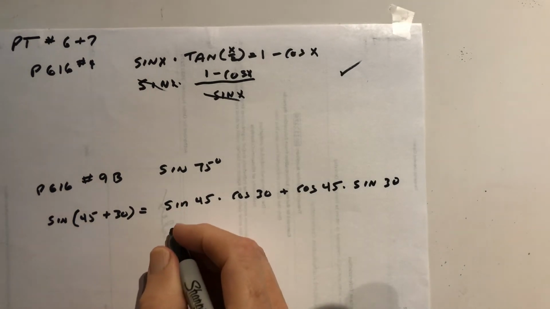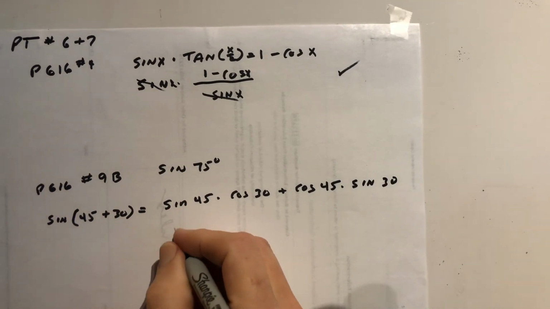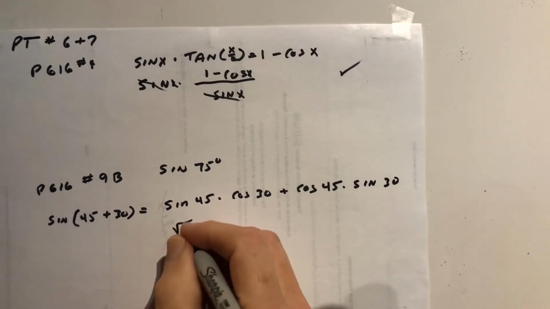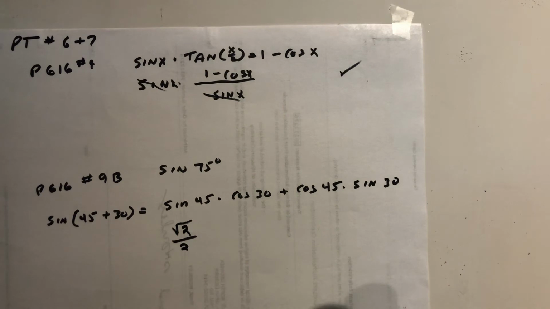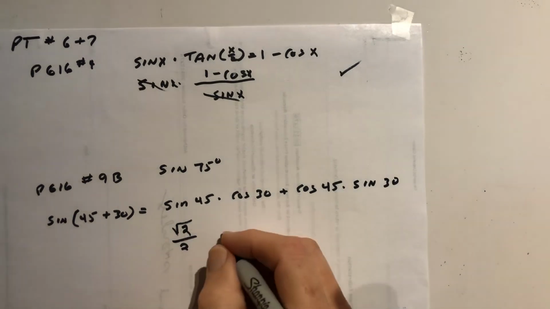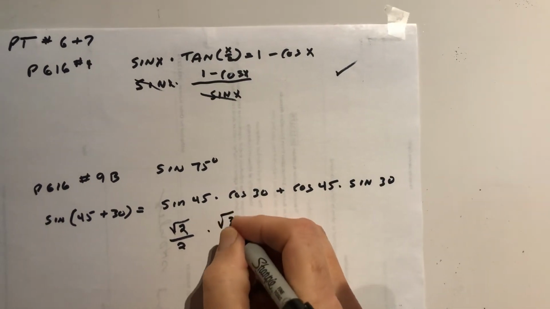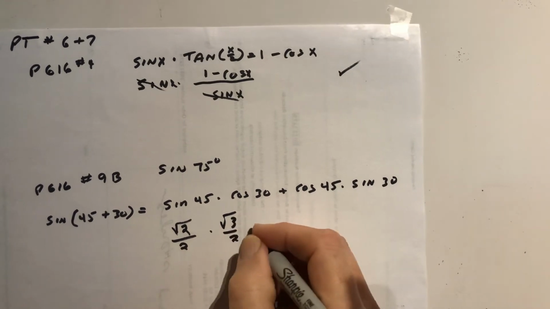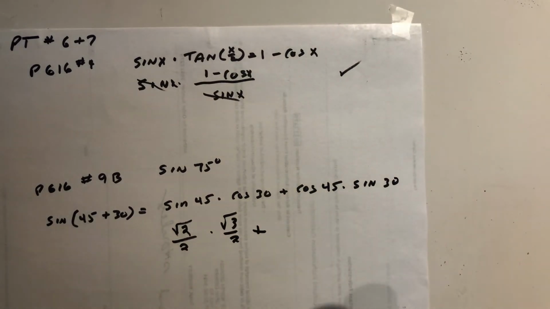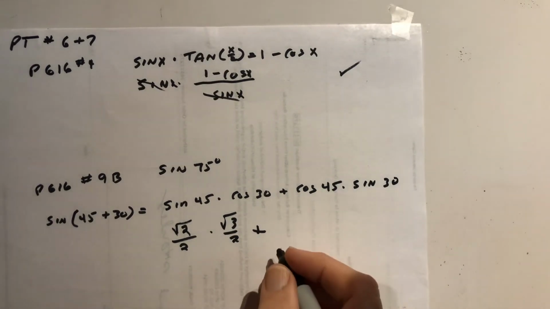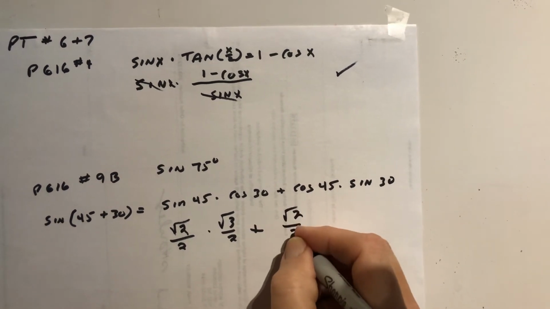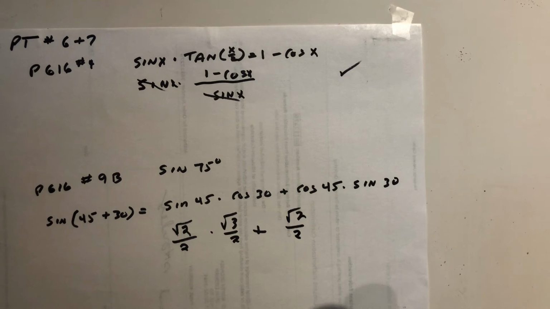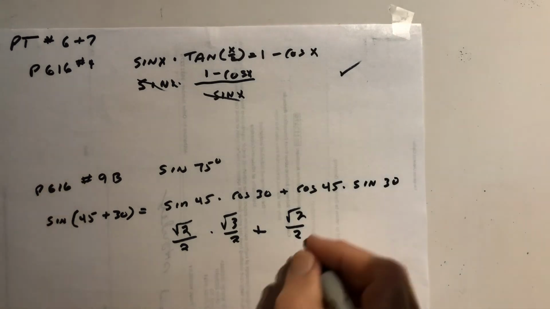The sine of 45 is root 2 over 2. Uh-oh, pin's dying. All right, cosine of 30 is root 3 over 2. Cosine of 45, root 2 over 2. And the sine of 30 degrees is 1/2.